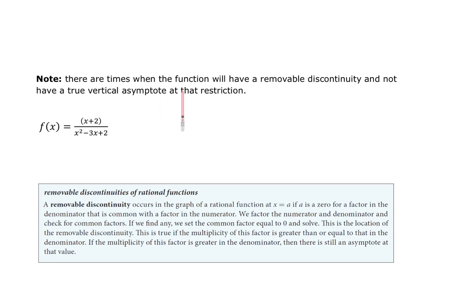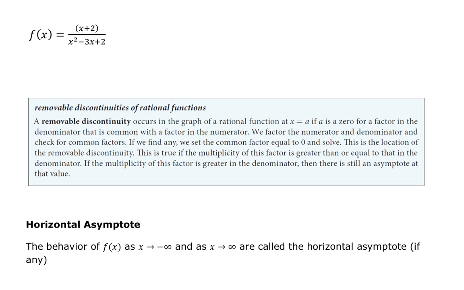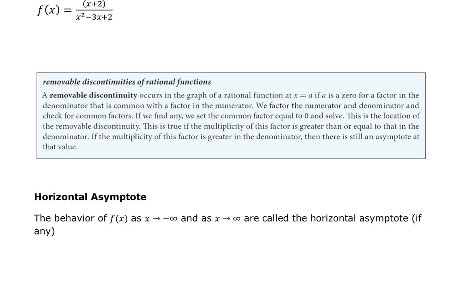There are times, however, when the function will have a removable discontinuity and not have a true vertical asymptote, and that's what we call a removable discontinuity, what I've been calling a hole in the graph. So a removable discontinuity happens when we do the factorization and then we simplify, but before we simplify, we note any restrictions that we have, and then after we note any restrictions, we simplify, and anything that simplifies out, that restriction becomes a removable discontinuity or a hole in the graph.